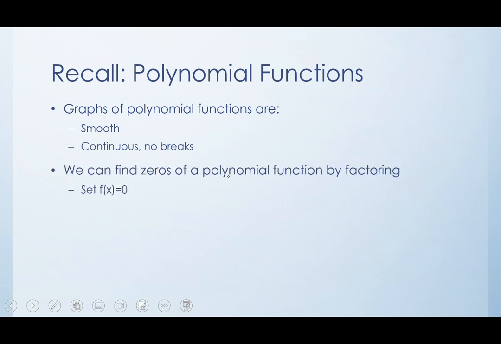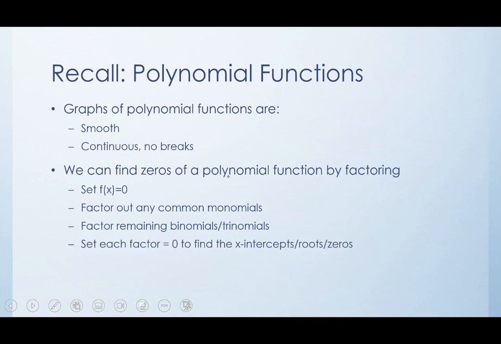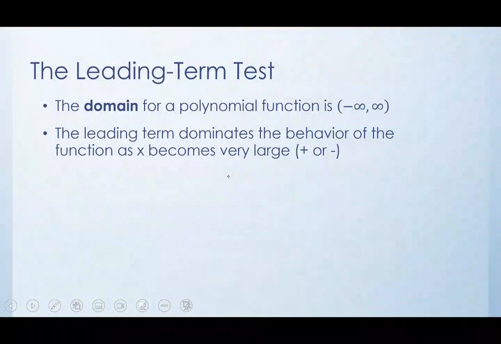Because of that, we can find zeros of a polynomial by factoring the polynomial and setting it equal to 0. Then factor out any common monomials. Don't forget about those, because if there's an x in that monomial that you factored out, that means 0 is a root, right? Some people forget those. Factor any remaining binomial or trinomial and set each factor equal to 0 to find the root, which is also called a 0, which is also called an x-intercept. They'll pretty much mean the same thing.